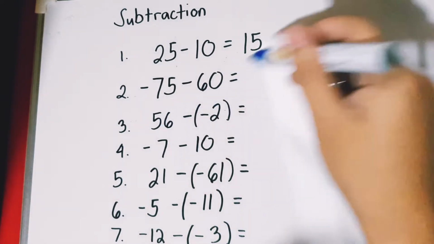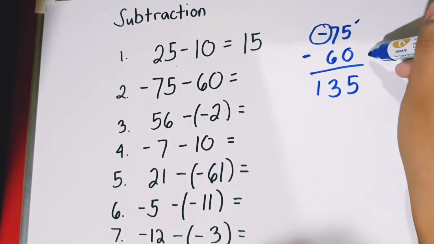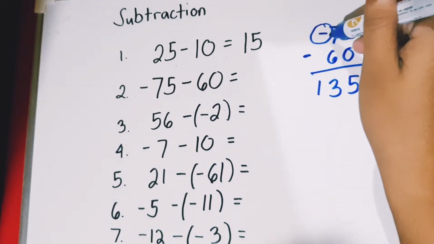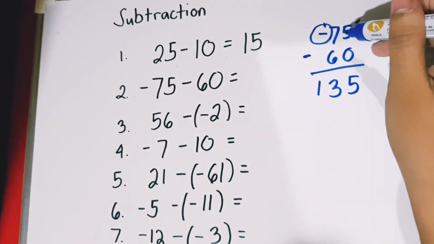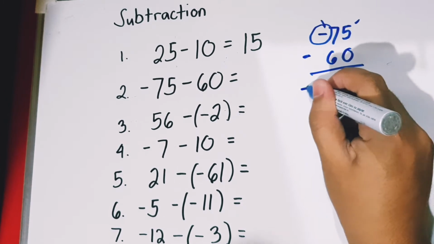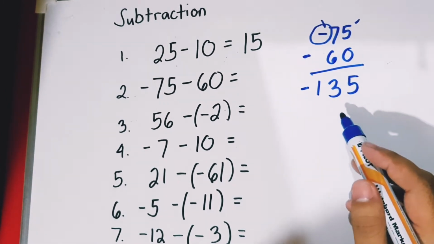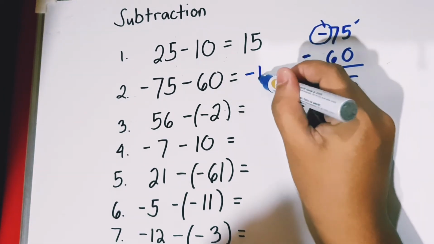If the first one is negative and the second one is positive, add them both, and the first one's sign is put in the answer. So the answer will be negative 135.